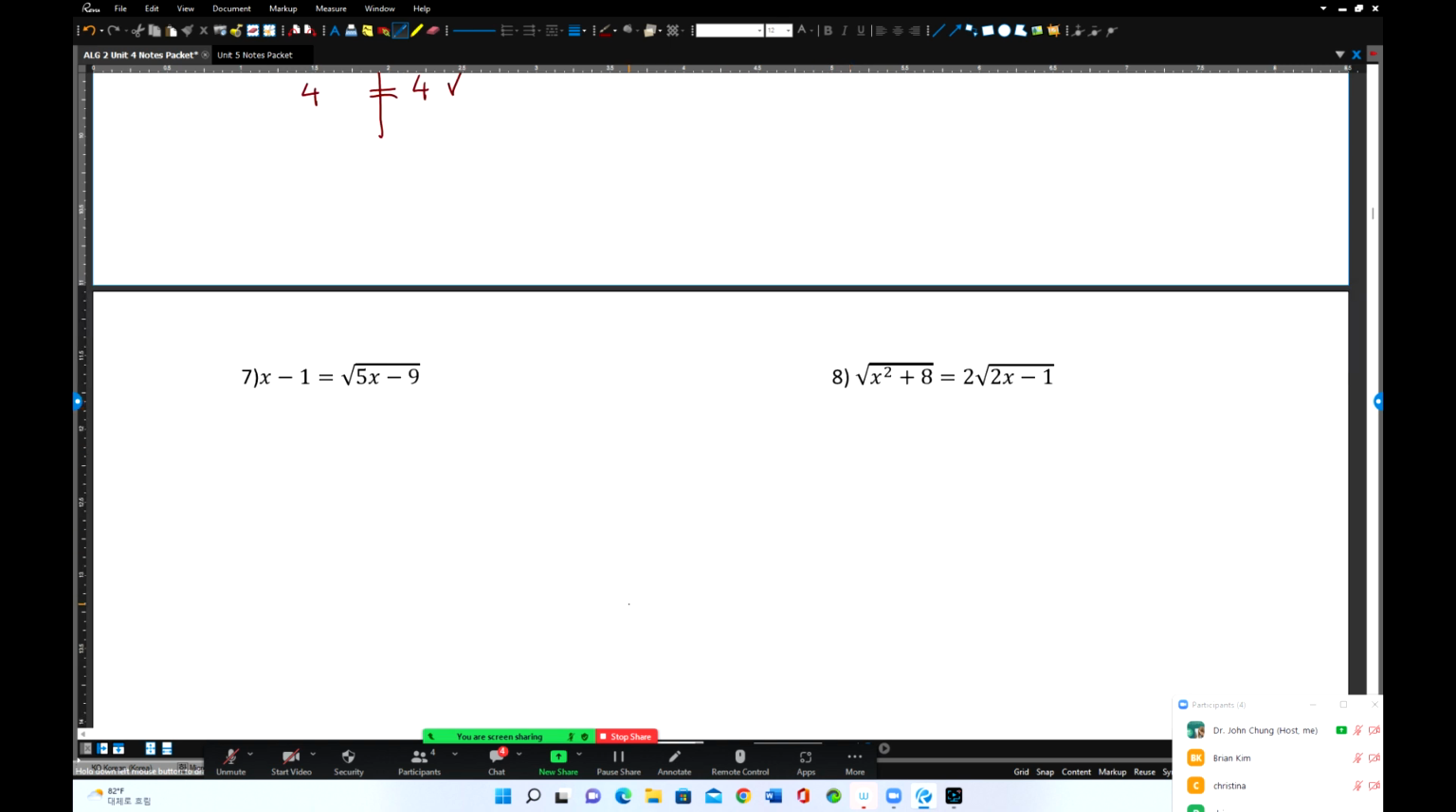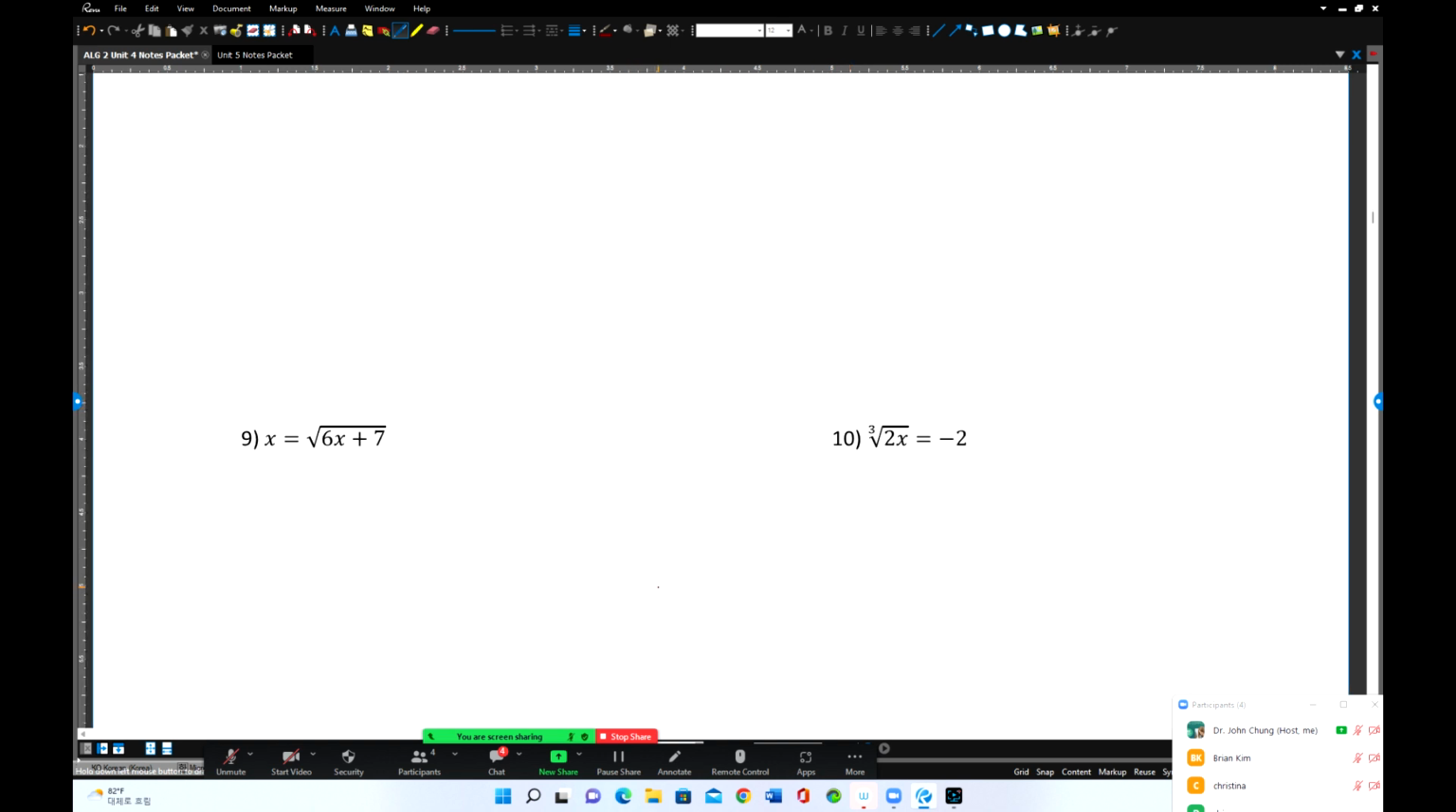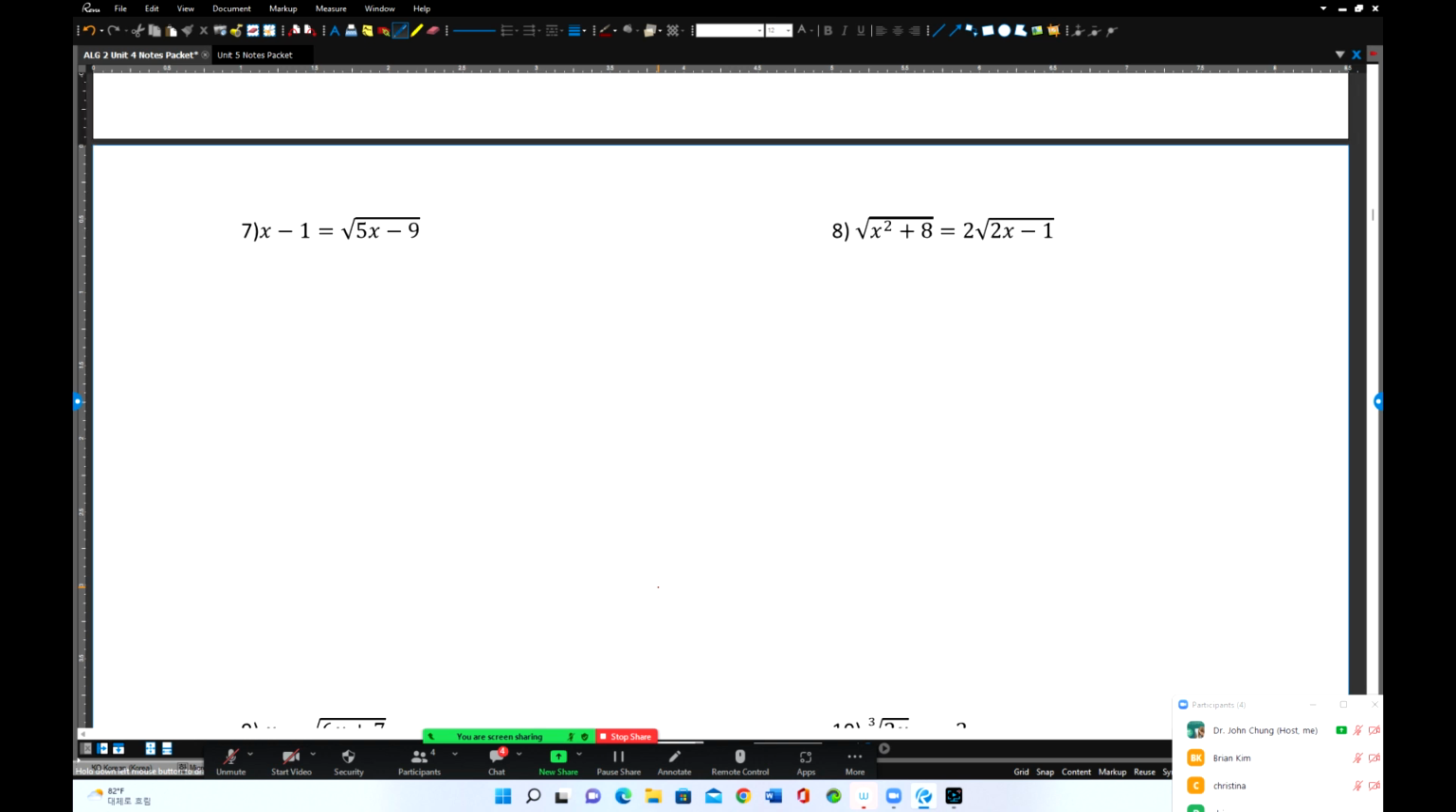This is already isolated. Okay, I'm not going to do everything, okay? This is already isolated because of one radical and the other one. So square it, okay? When you make a square, that is what? x squared minus 2x plus 1 equals the square, that is what? 5x minus 9. It's okay. All right.